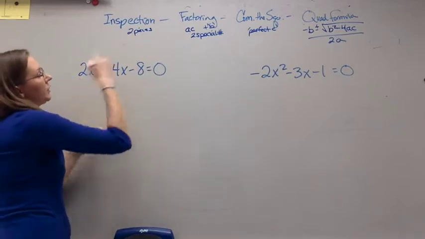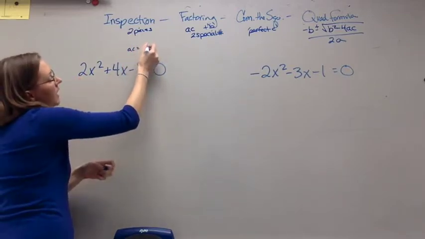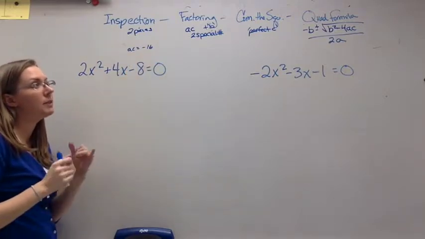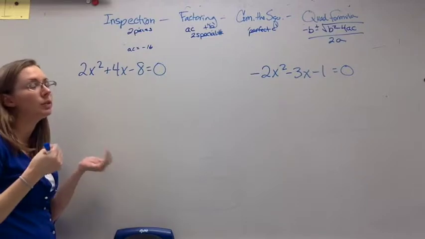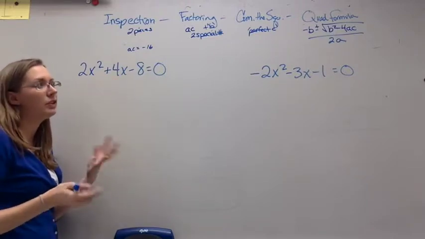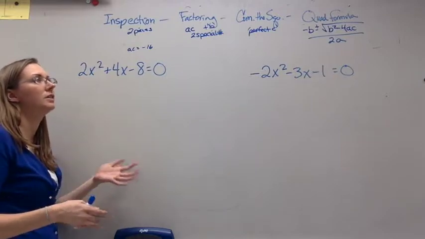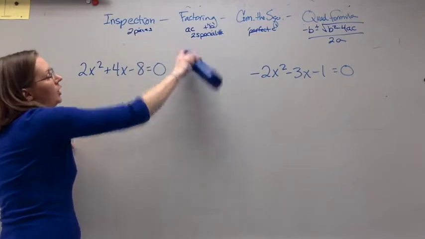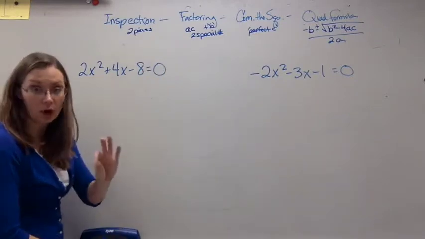A times C, so I'm thinking in my head, AC is -16. What 2 numbers multiply to be -16? So I'm thinking 2 and 8, 4 and 4, but they have to add to be 4. Well, 2 and 8, if I subtract those, it's 6, and 4 and 4, that's not going to work either. So factoring is not an option. I can't think of it quickly, so I'm not going to use it.